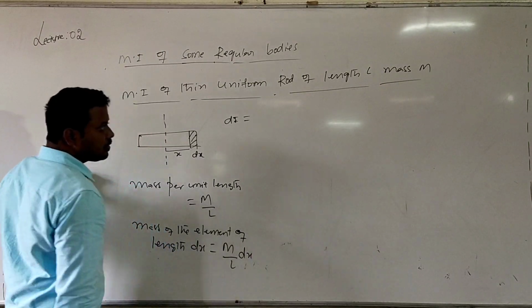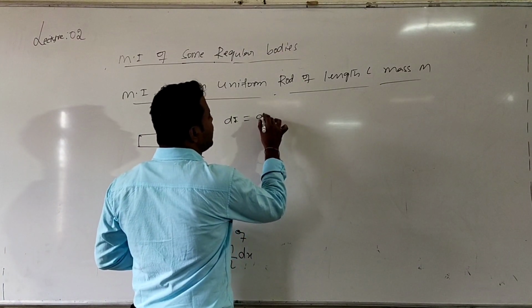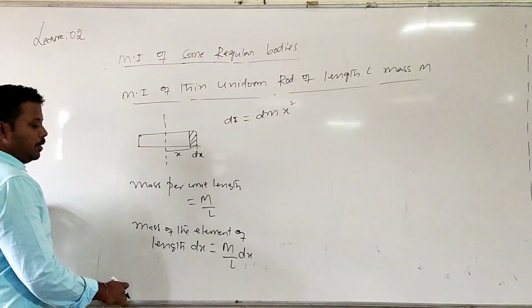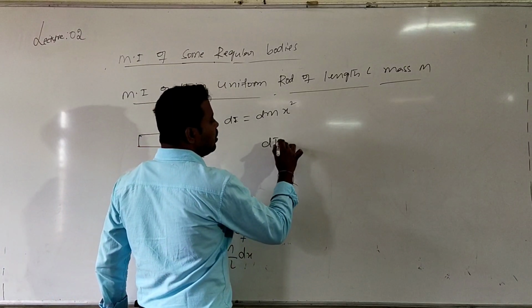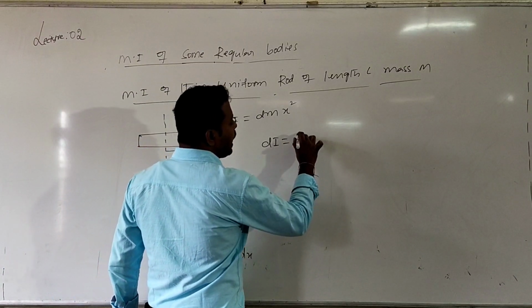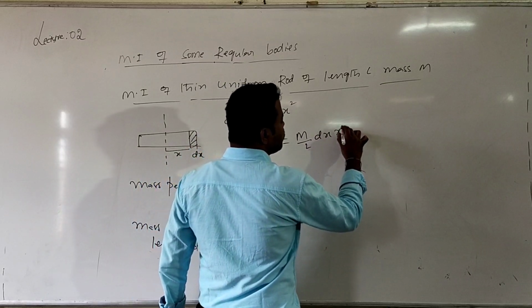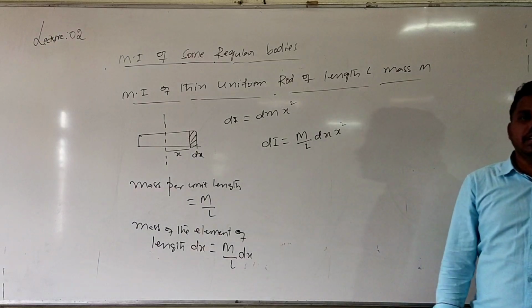Correct? Now what is the moment of inertia? Element mass dm into x square. Can I call this element mass value dm into x square? Then what do I get? dm value is how much? Capital M by L into dx into x square. This is the moment of inertia of the one small element.